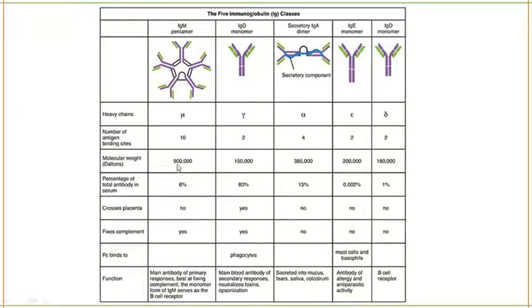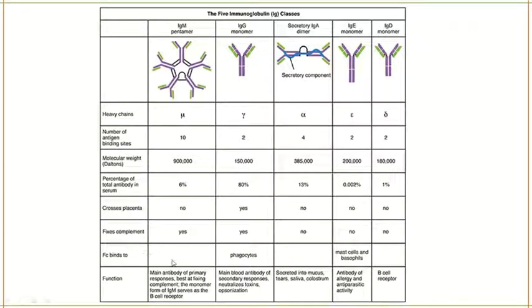Molecular weight is 9 lakh, okay, Daltons, 9 lakh Daltons. Then the percentage of total antibody in the serum is 6%. Can it cross the placenta? No, it cannot cross the placenta. This can be asked as a question. Which immunoglobulin can cross the placenta? And your answer is IgG. Only IgG can cross the placenta. And complement fixation, yes, this is involved.